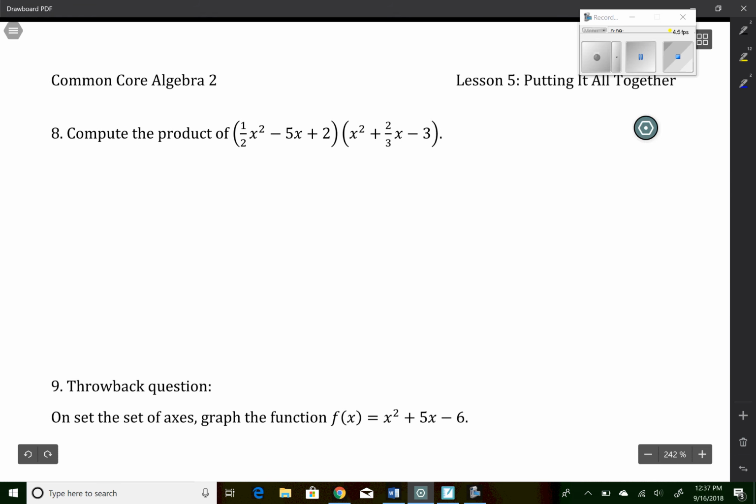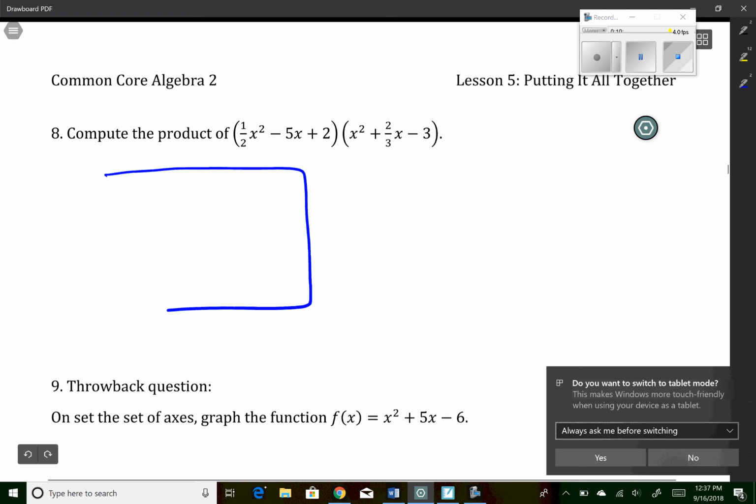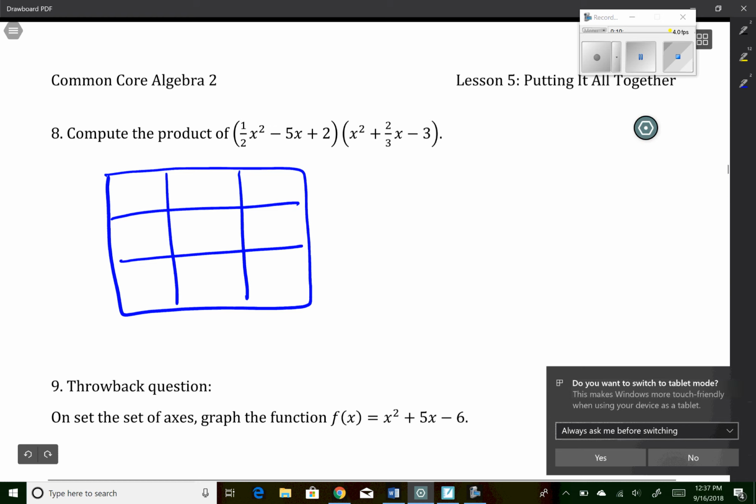Number 8. Number 8 is really just me seeing, do you really know how to do all this multiplication stuff? So are you struggling with the multiplication? And can you do it when it's slightly more challenging? Okay. So what we have to do here is set up our boxes. I think that's going to be easiest, especially with fractions. So I have 1/2 x squared, negative 5x, and 2. x squared, 2/3 x, and negative 3.